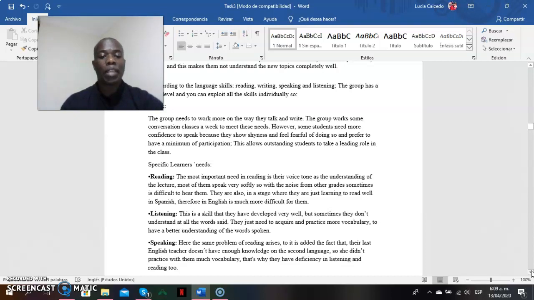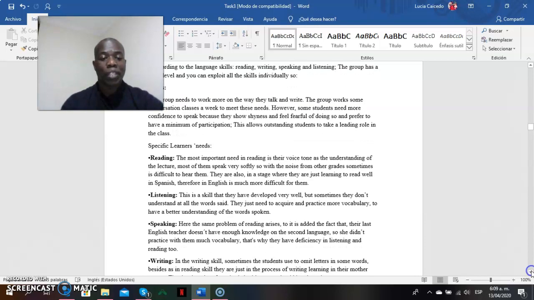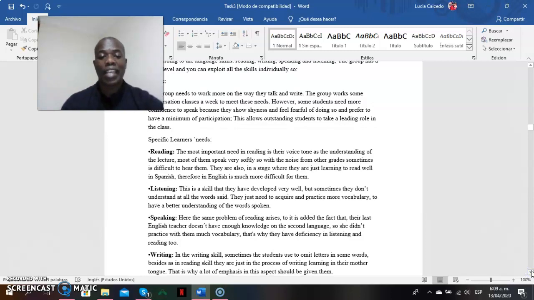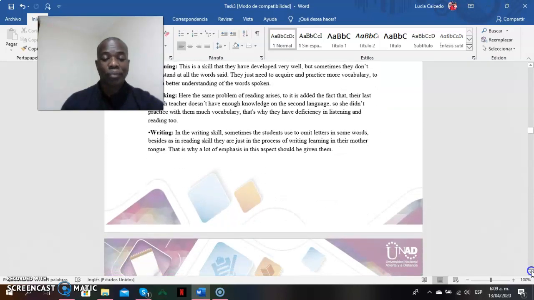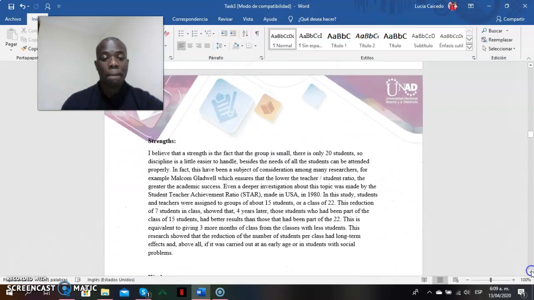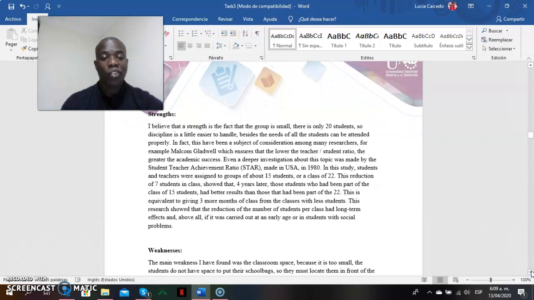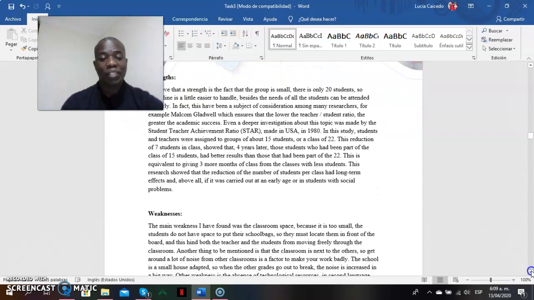I prefer to, at the moment, focus on a specific learning need: reading, listening, speaking, and writing. The most important needs in reading are the voice and tone, the understanding, and the lecture. Well, these are the strengths and the weaknesses.